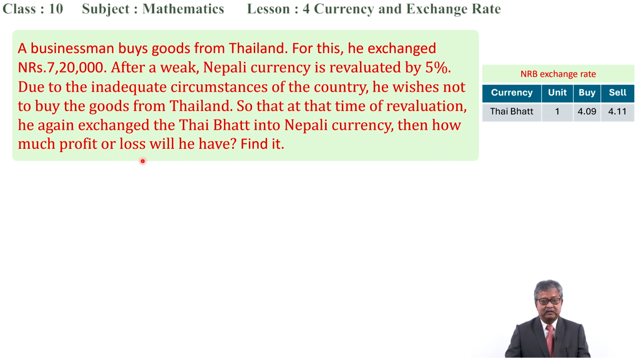Find it. So now, before that, first here we are going to exchange Nepali currency into Thai baht. It means the bank is what? The bank sells the Thai baht, isn't it?